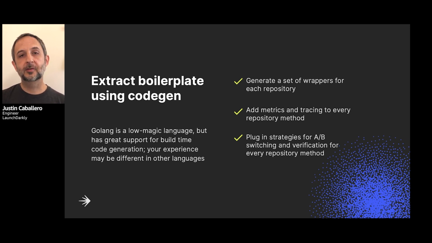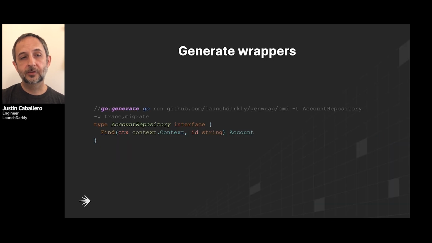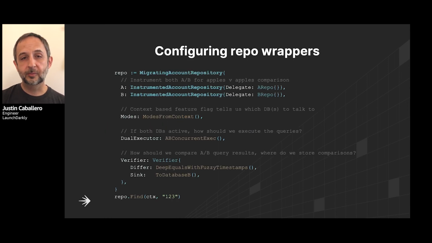But we solve this by generating some wrappers around each repository interface and adding our metrics to those wrappers, as well as our feature flagging and our verification strategies. So the way that works is that we add a go generate, which is a standard Golang directive, to generate some wrappers based on this repository interface. And then the tooling spits that out.